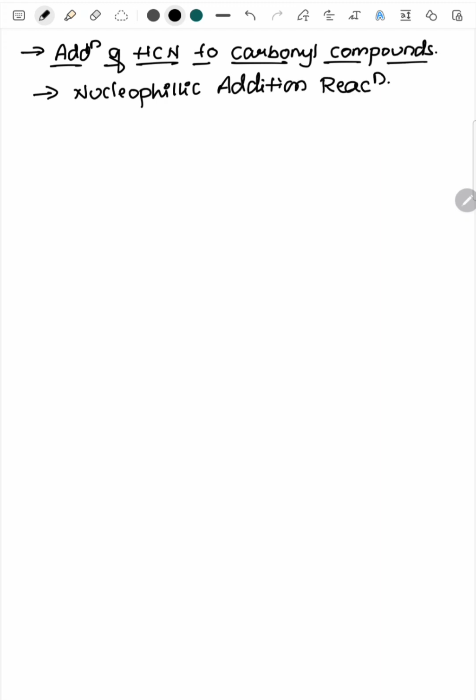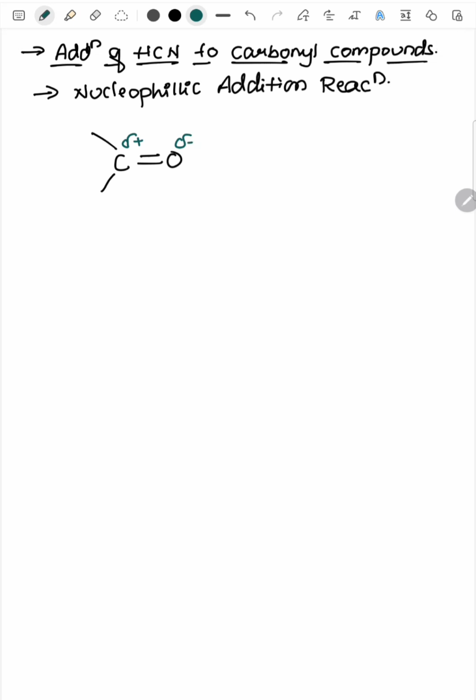Here carbonyl compounds means either you can take aldehyde or ketone. As you already know, aldehydes and ketones typically undergo nucleophilic addition reaction, not nucleophilic substitution. So typically the carbon oxygen bond, that is the carbonyl bond, is polarized due to more electronegativity of oxygen. Means you already know here the carbon atom develops partial positive charge and oxygen atom will develop partial negative charge.